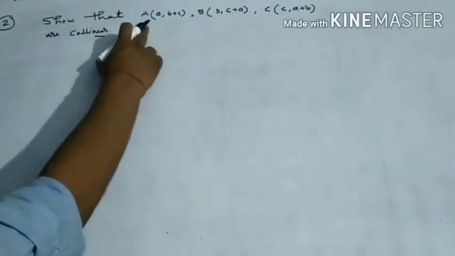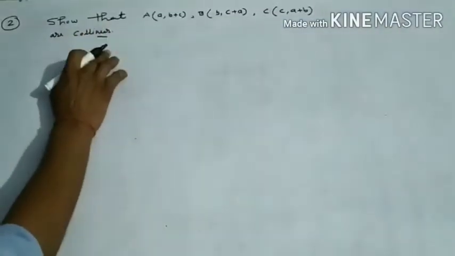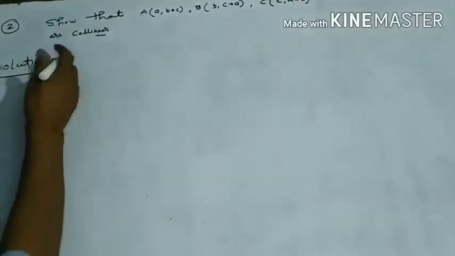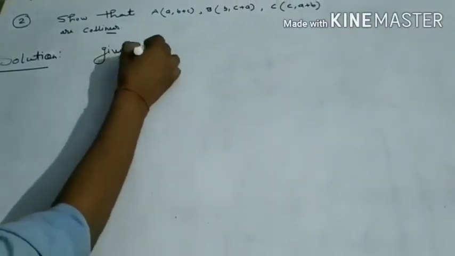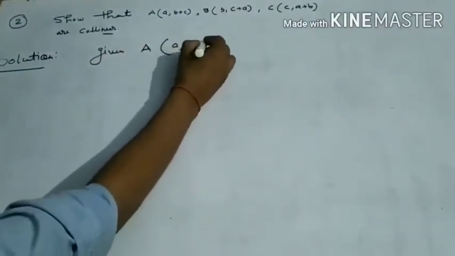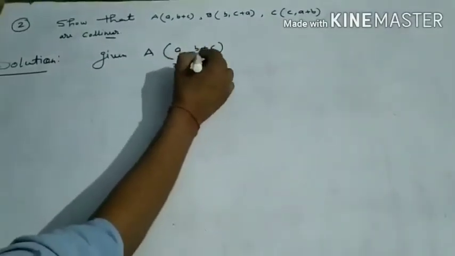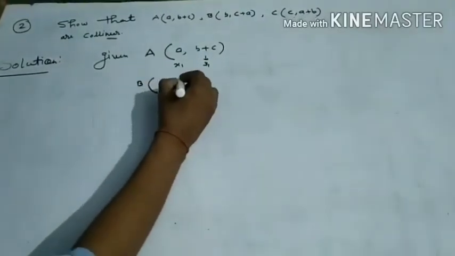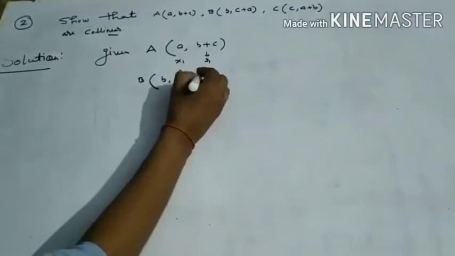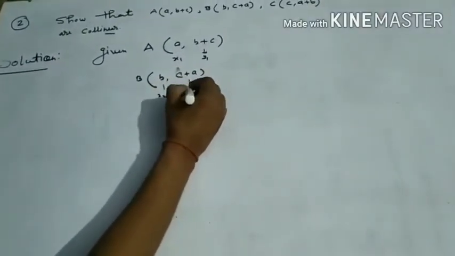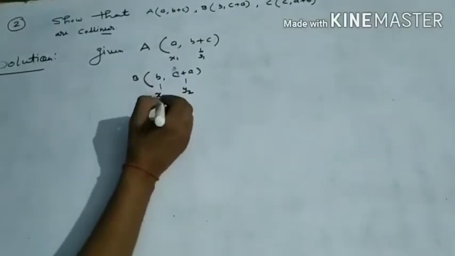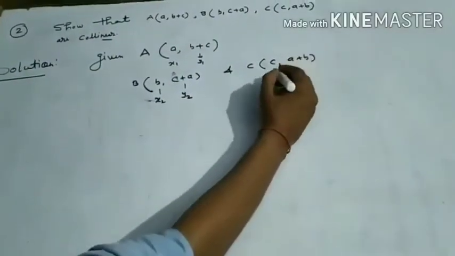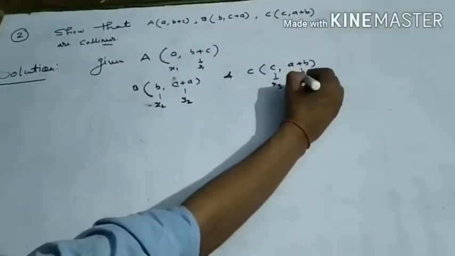Now this is problem number 2. We want to show that A, B, C are collinear. Solution: given A as (A, B+C), suppose this is x1, y1; B as (B, C+A), this is x2, y2; and C as (C, A+B), this is x3, y3.